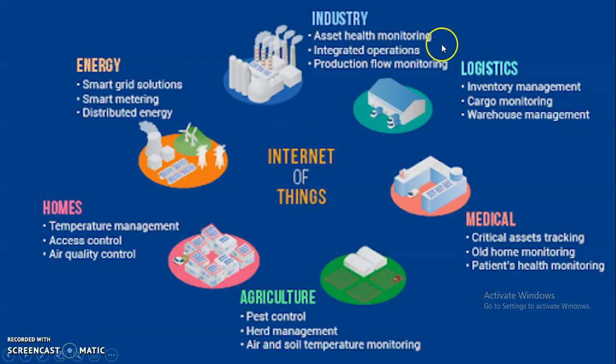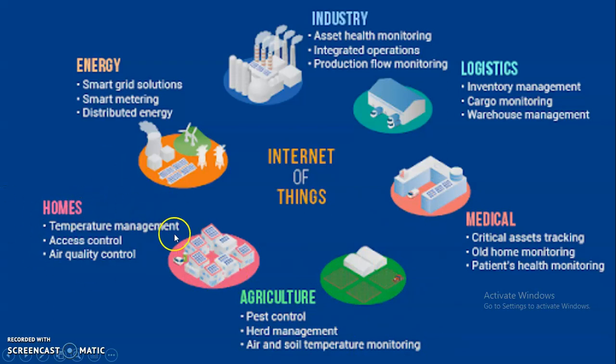That is, IoT is used in many industries, almost in all industries. Like IoT can be used in energy, in industry, and in logistics for inventory management and warehouse management. Then it can be used in the medical field for tracking various parameters for the patient health monitoring system. It can be used in agriculture for pest control. Then it can also measure the air, soil, and humidity level, and the watering can be done using an automated system.